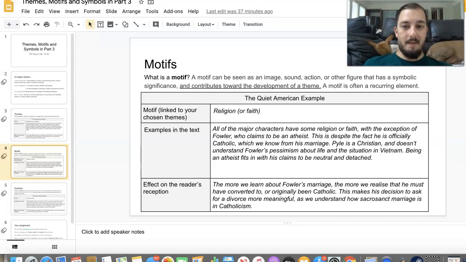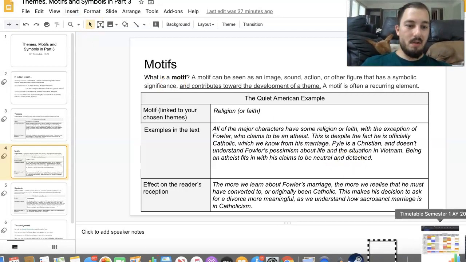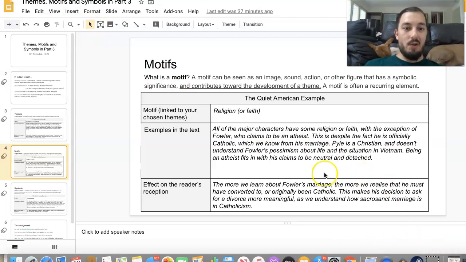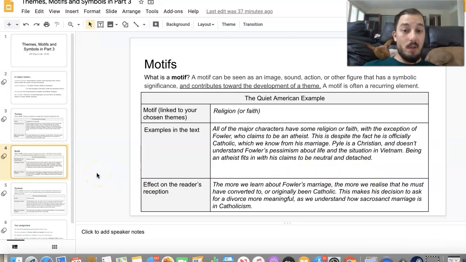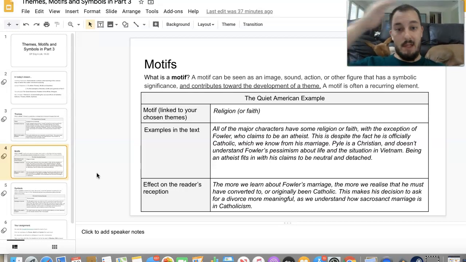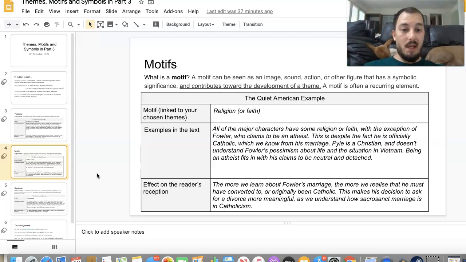What is a motif? A motif is an image, a sound, action, or other figure that has symbolic significance, and it contributes towards the development of a theme. That's really important. A motif tends to be recurring. For example, religion. All of the major characters have some religion, with the exception of Fowler. Remember, he claims to be atheist. And this is despite the fact he's obviously officially Catholic, because he's married to a Catholic.